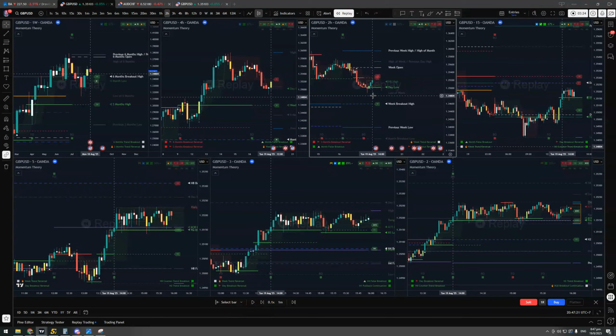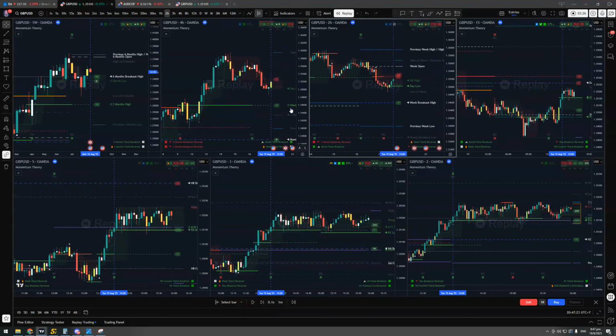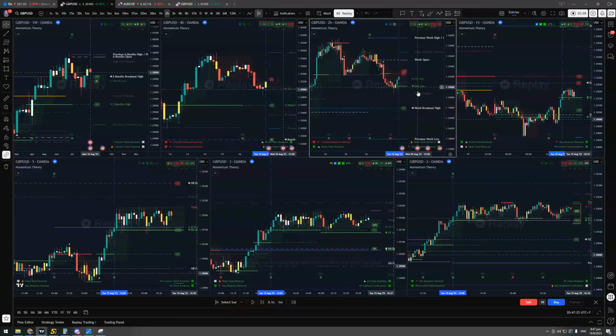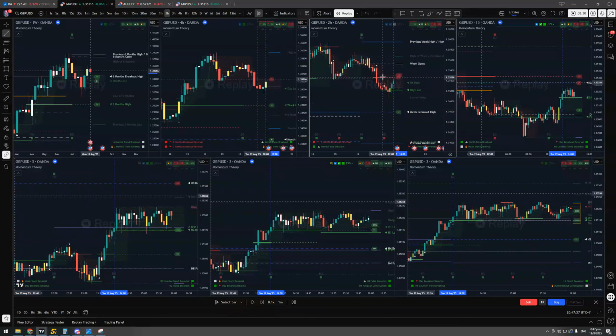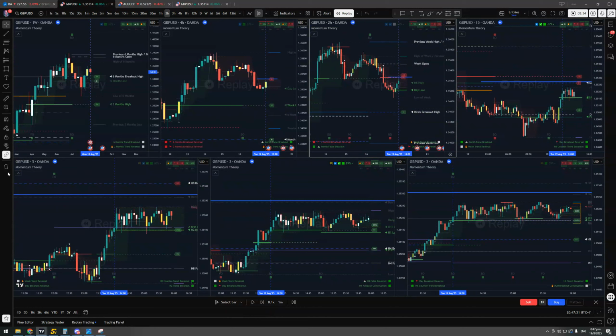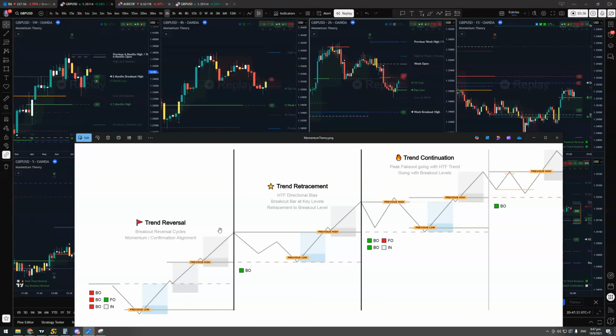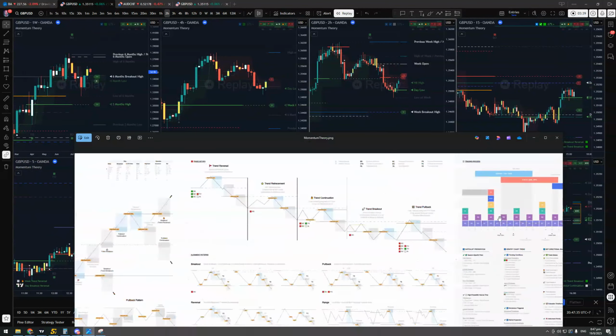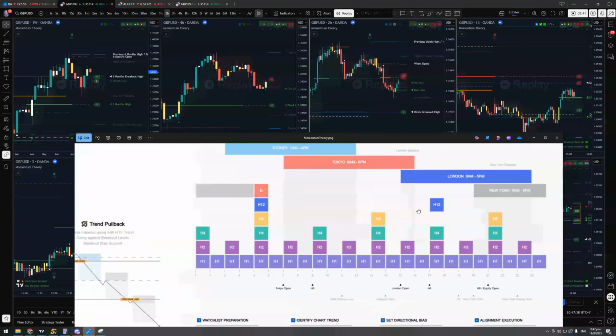So right at London Open, I identified all those things and was waiting for a setup. What I wanted to see is price get above this daily breakout level. So nothing for me to do at the moment. And if I go to my trading process here, when I'm trading, these are my trading times.